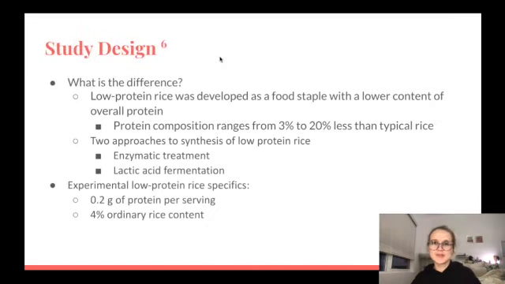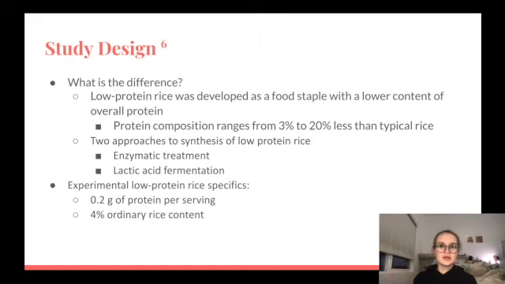So what's so special about this rice? Low protein rice was developed as a food staple with a lower content of protein, obviously. It typically has about 3% to 20% less protein than the typical grain of rice. There are typically two ways that they can be synthesized, or a combination of both. This is through enzymatic treatment or lactic acid fermentation.